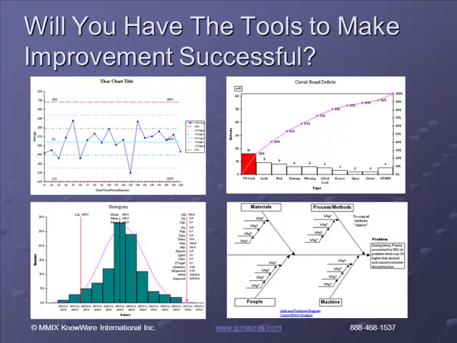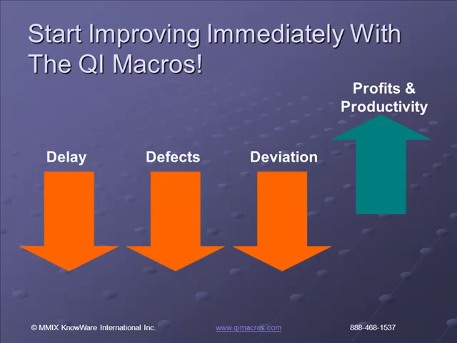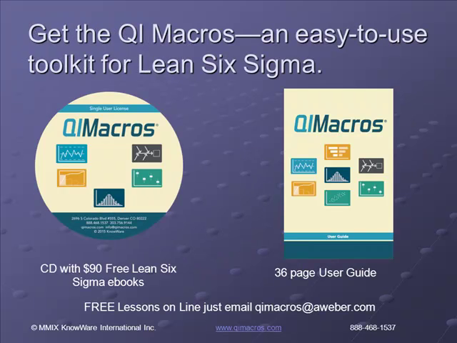So will you have the tools you need to make improvement teams successful? They're all in the QI Macros. So start reducing delay, defects, and deviation, the 3 silent killers of productivity and profitability, and start doing it now. Get the QI Macros. They're an easy-to-use toolkit for Lean and Six Sigma statistical process control.